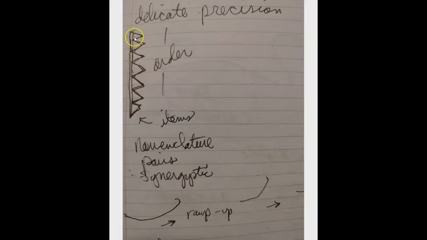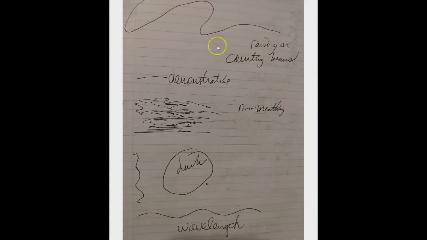Is it order of the universe? Is it particle? Is it nomenclature, pairs, synergistic items? You could think in micro terms, like granularity or Planck constant, perhaps, but ramp up. What does that mean? Raising or counting beans. Demonstrative. Fire breathing.